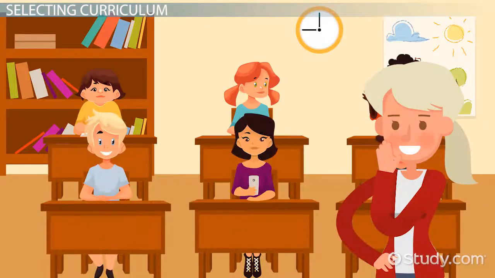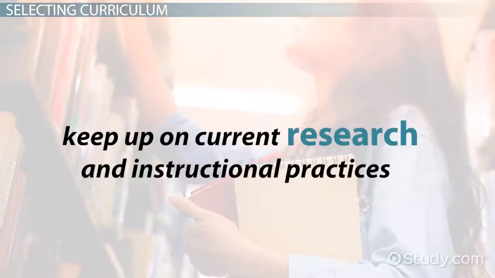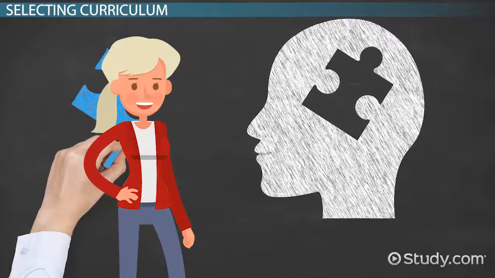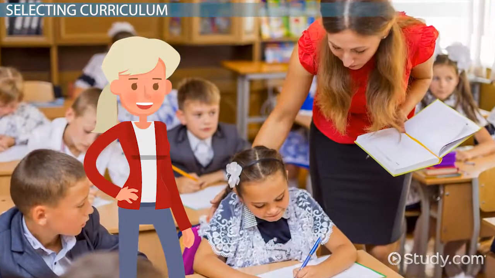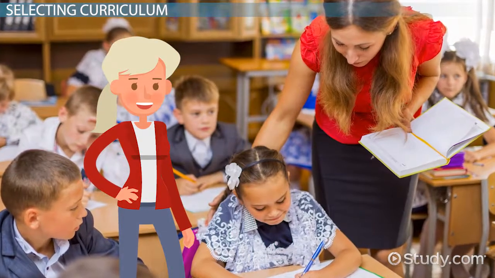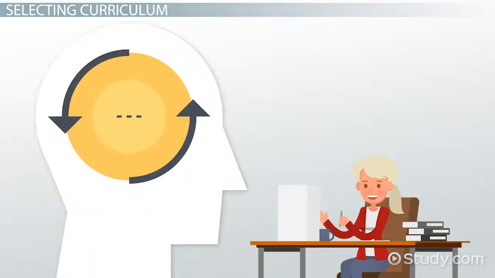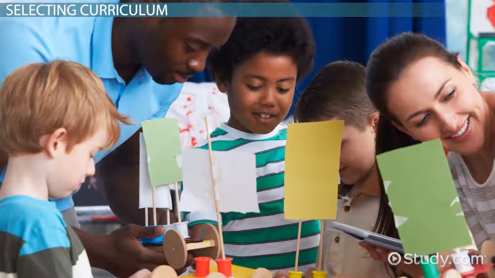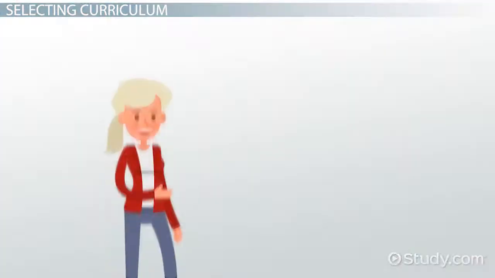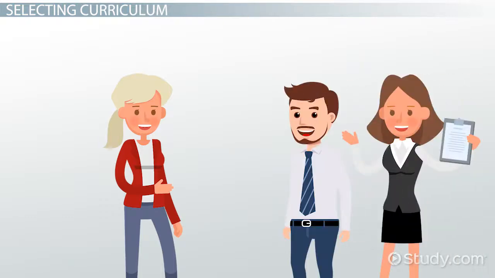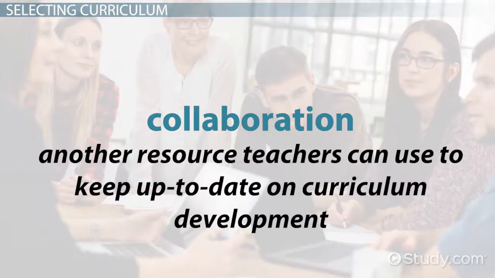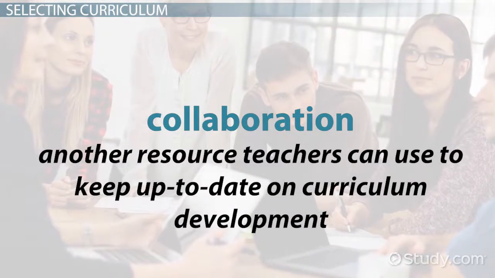Angela can collect data on her students inside the classroom to determine her students' needs. Outside the classroom, she can keep up on current research and instructional practices. Lately, she's been reading about new brain science. She understands that in order for students to best understand concepts, they must be engaged and active in learning. Angela will use this information to plan developmentally appropriate lessons. Research shows her that to educate the whole child, curriculum should be active in learning. Finally, Angela can meet with other professionals to discuss developmentally appropriate curriculum and teaching practices. This collaboration is another resource teachers can use to keep up to date on curriculum development.